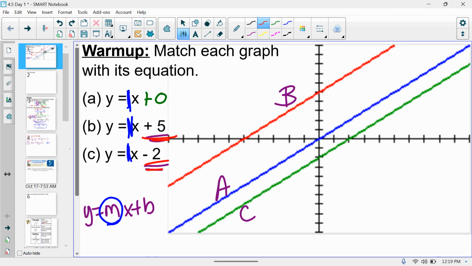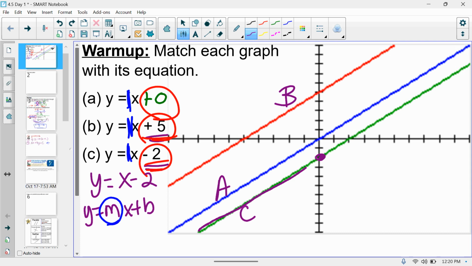So if you actually look back at our warm-up, all of those lines were parallel because they all had the same slope, but they all had a different y-intercept, right? If they were to have the same slope and the same y-intercept, like let's say I added y equals x minus 2, what's going to happen if I graph that is it's just going to be right on top of the green line. It's not going to be parallel to it. It's going to be on top of it.